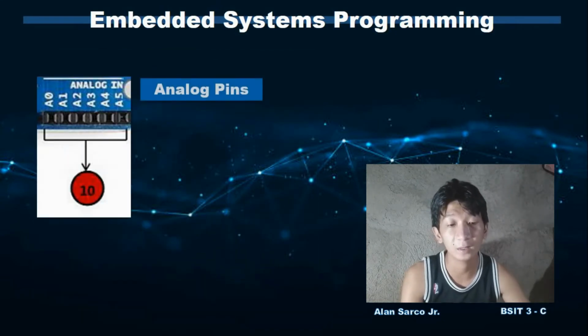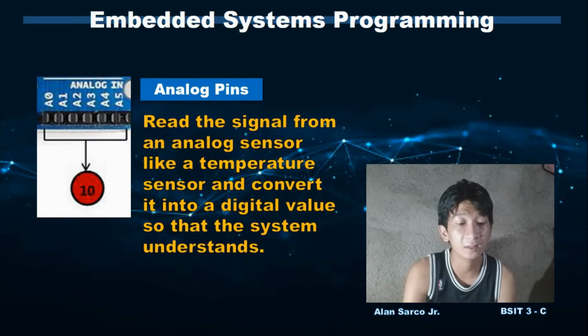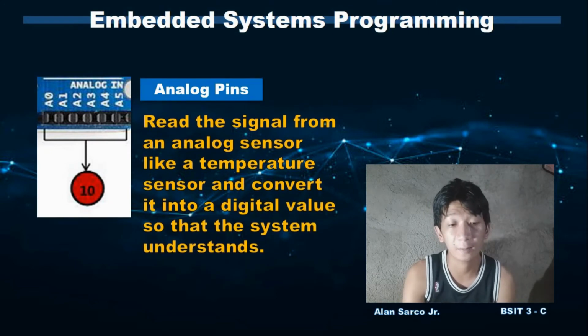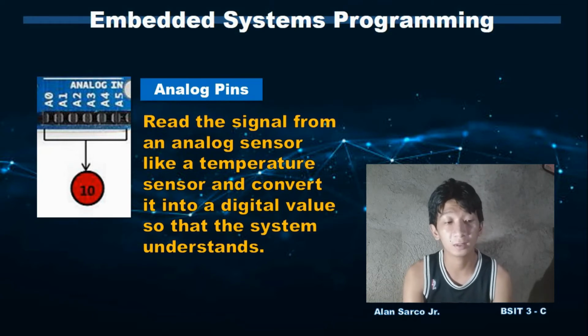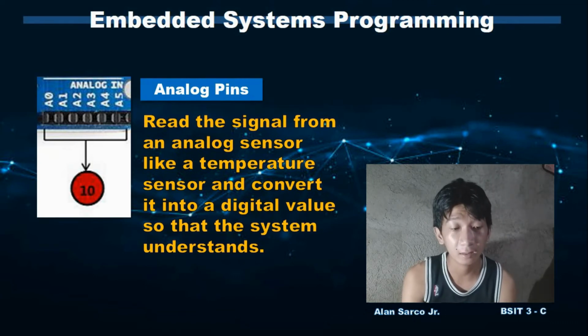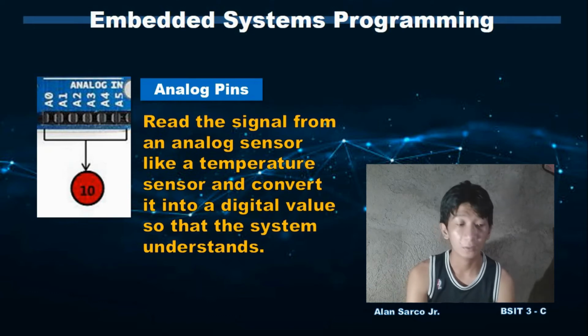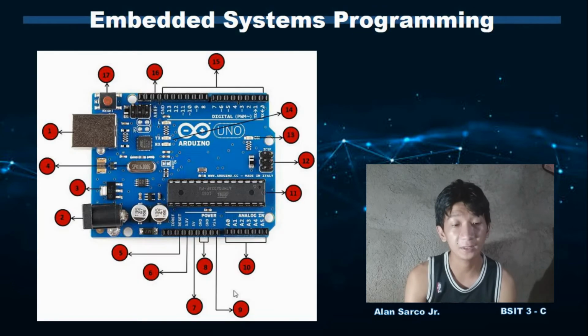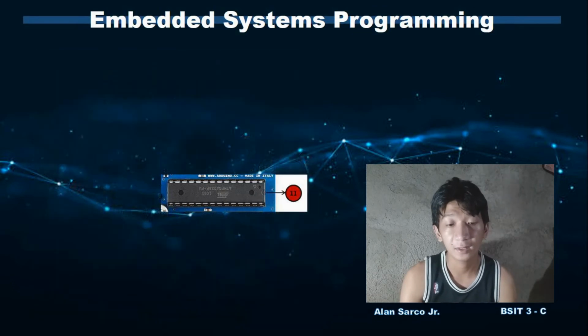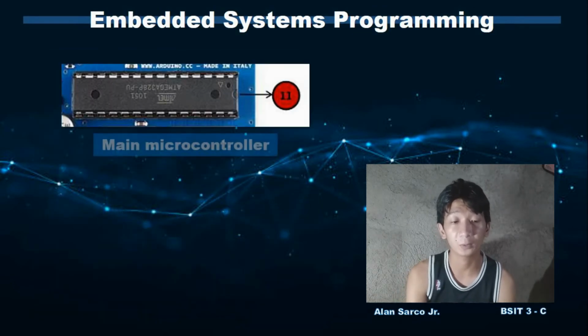Number 7 is the analog pins. These pins can read the signal from an analog sensor like a temperature sensor and convert it into a digital value so that the system understands. These pins just measure voltage and not the current because they have a very high internal resistance. Hence, only a small amount of current flows through these pins. Next is the main microcontroller.